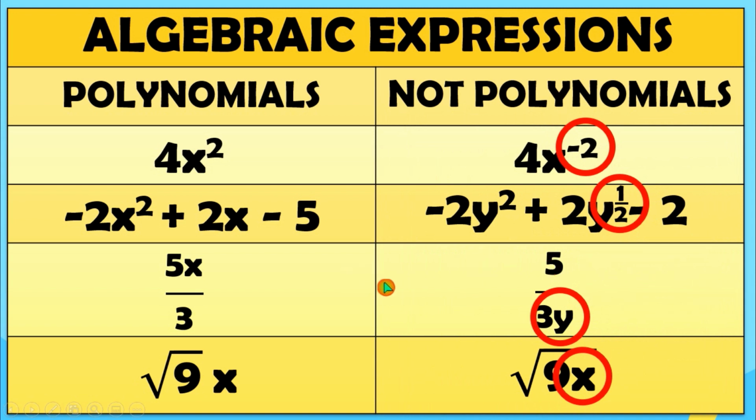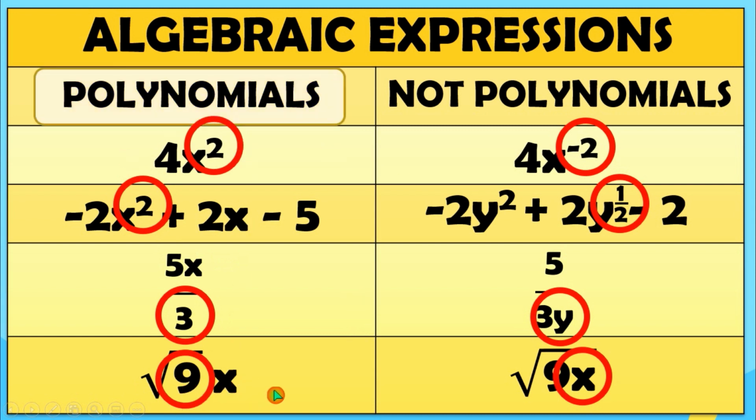So, to say that it is a polynomial, the exponents must be positive whole numbers. Automatically, when we say whole number, it is positive. There is no variable in the denominator. There is no variable in the radical sign. So, they are called polynomials.